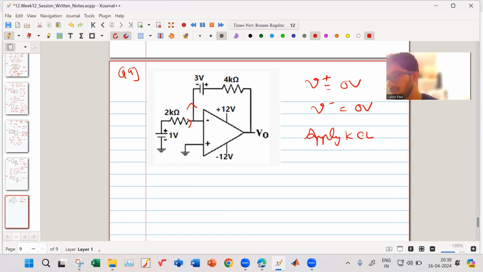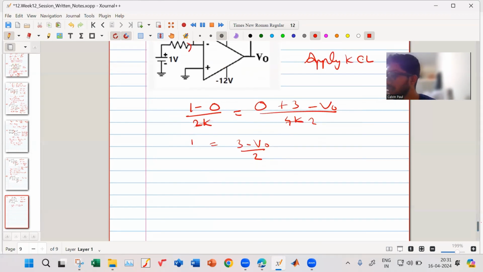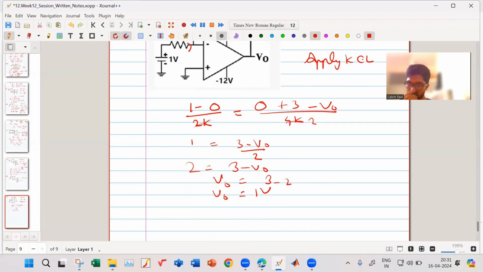1 minus 0 by 2k, that is half milliampere, is equal to 0 plus 3 minus V naught by 4. The K gets cancelled out. So this becomes 1 is equal to 3 minus V output by 2. So that becomes 2 is equal to 3 minus V output. So V output is 3 minus 2. So V output is 1 volt. Right?